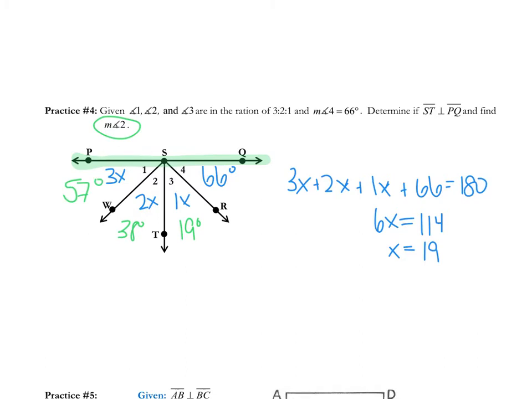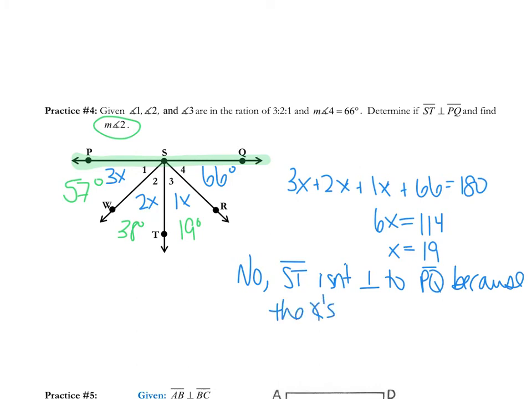So are those 2 segments perpendicular? And the answer would be no, due to the fact that we don't have right angles. So no, ST isn't perpendicular to segment PQ because we don't have right angles. In order for them to be perpendicular, you would need to have a right angle, which means 90 degrees.